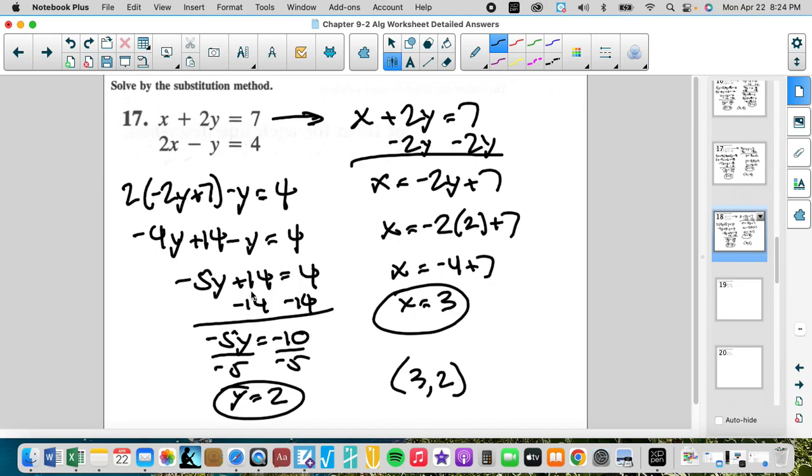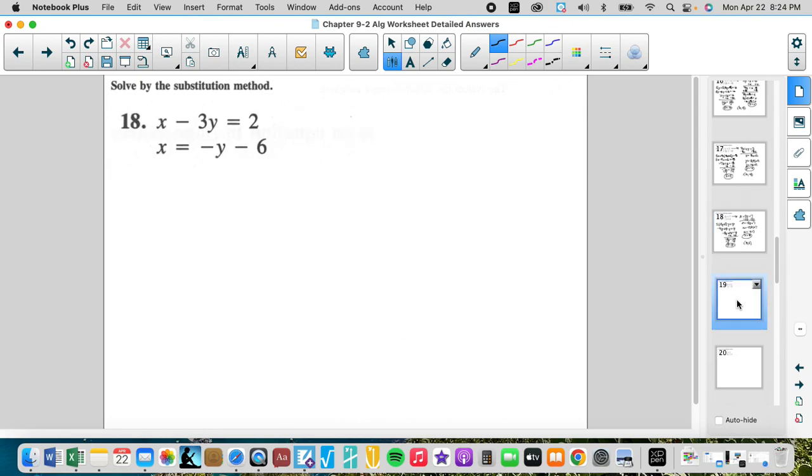Making sure that my negatives were okay. We can check. If you get a little iffy, maybe you check. 3 times 3 plus 4 is 7. 6 minus 2 is 4. That worked.